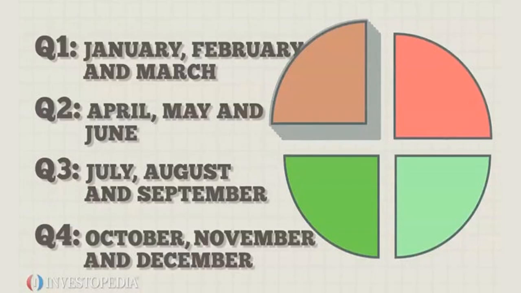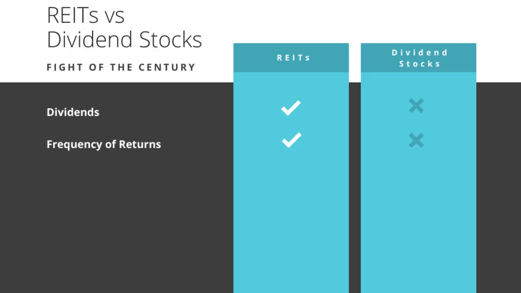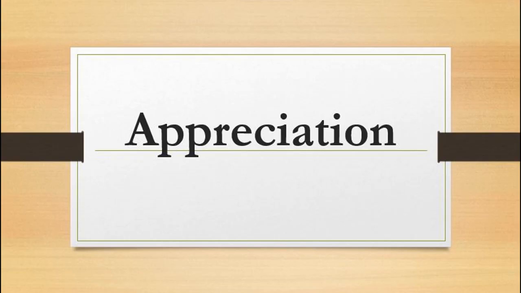Dividend stocks typically pay their dividends out quarterly, but there are some companies that actually pay it out monthly. If you want to see some of those stocks, go check out that video I did on monthly dividend paying stocks. But all in all, the clear advantage for frequency of returns here has to go to REITs due to the higher tendency to pay monthly distributions rather than quarterly. The next factor I'll be comparing the two on is share price appreciation.